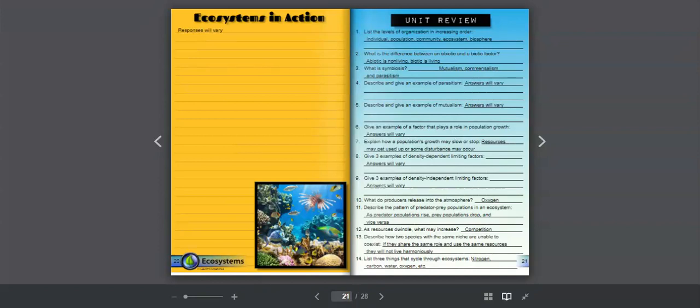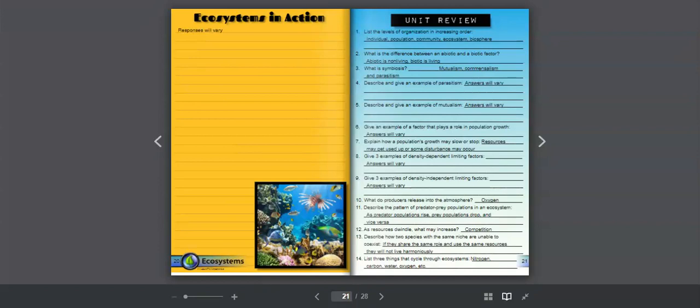Number 8, give 3 examples of density-dependent limiting factors. Remember, density-dependent depends on how densely packed a species is in an environment, how many there are. Okay, remember, use the example of Burlington, North Carolina versus New York City. New York City is going to be a much more densely packed environment. So, 3 examples of density-dependent limiting factors could be disease, famine, predation, okay, the amount of water available. Those are just a few.